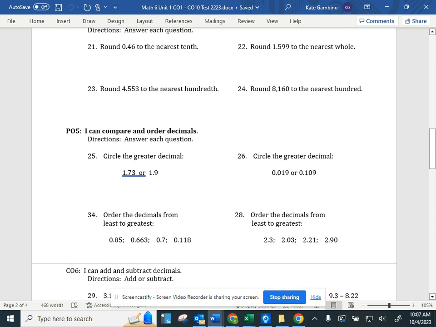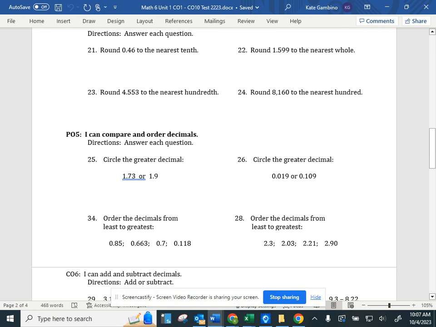Estimating and rounding numbers. So for this one, we needed to remember what our place values are. If we're rounding to the tenth, that's the 4. Remember, we have to look at that number that comes after it. If it's 5 or higher, we round up. So it becomes 0.5 or 0.50. But we have to round that 4 up.